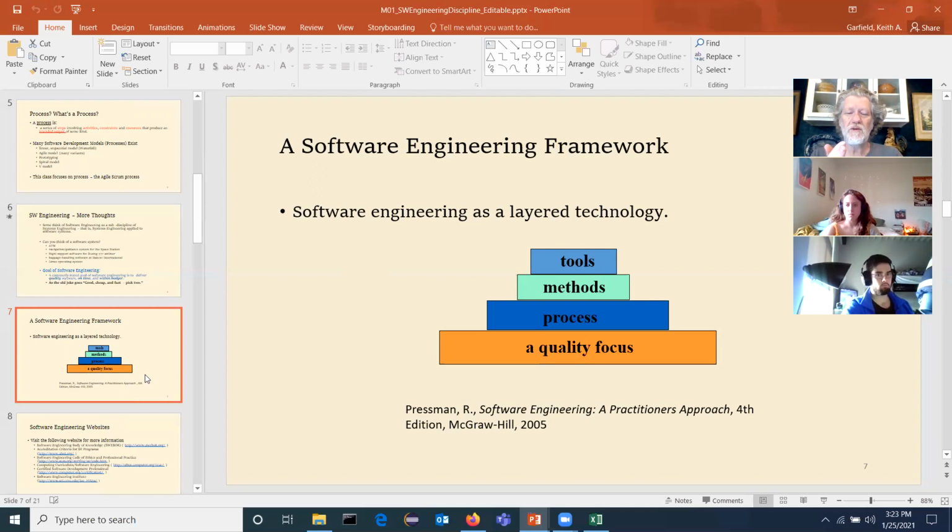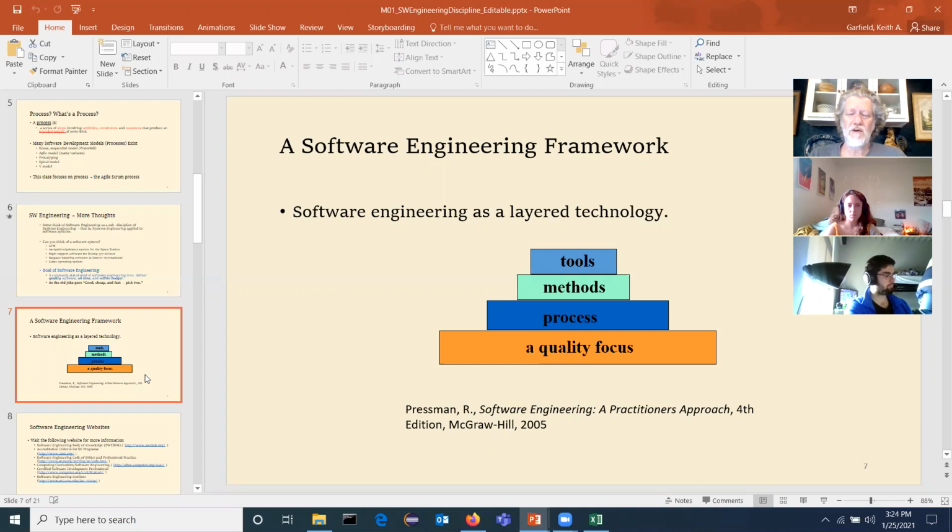We talk about what's the best way to teach a lesson, what's the best way to put a class together. Once I put a class together, what's the way to put a curriculum together, a degree program together? So we can keep getting larger and larger in scope. The basis of this is a quality focus, and then we say process, and then methods and tools.